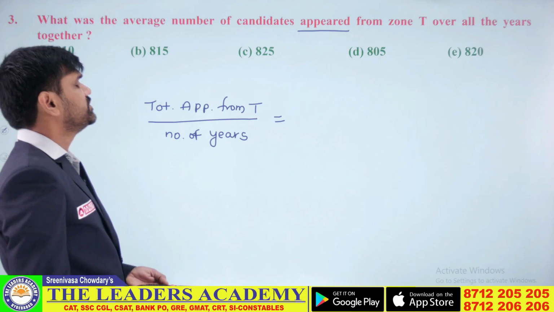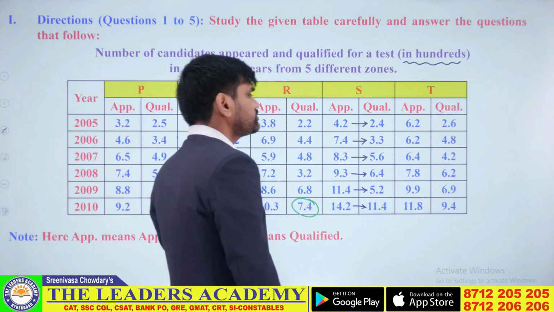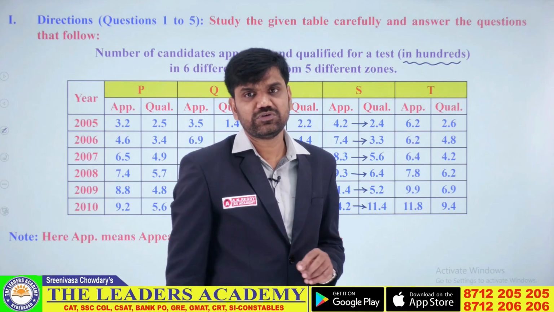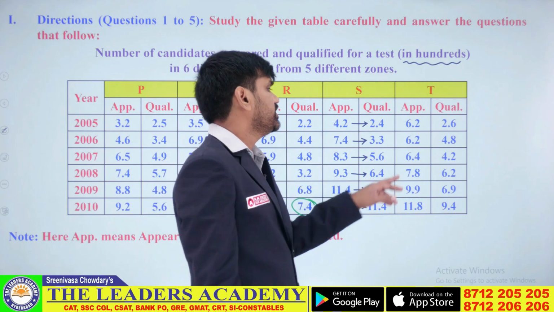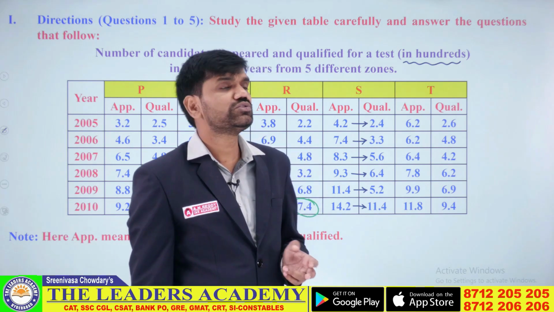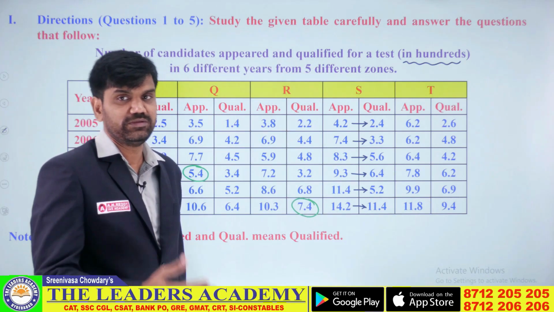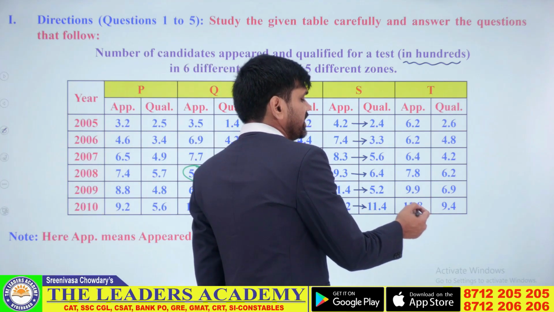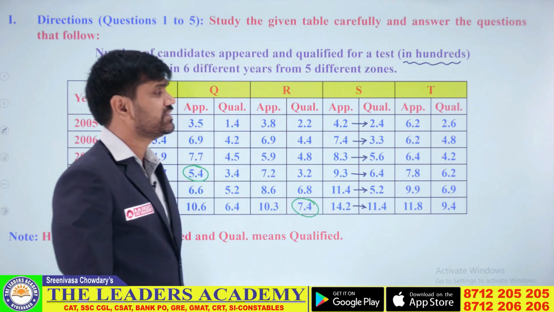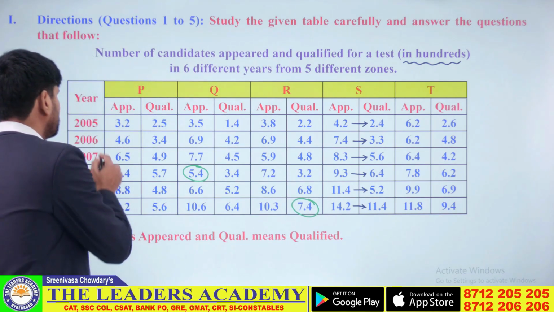Total number of candidates appeared from T is what? Let us count. So number of candidates appeared from T totally is how much? 620, 620 1240, 1240 plus 640 will give you 1880, 1880 plus 80 is 1960, 1960 plus 700 is 2660, 2660 plus 990 is 3650, 3650 plus 80 will give you 3730, 3730 plus 1100 will give you 4830.